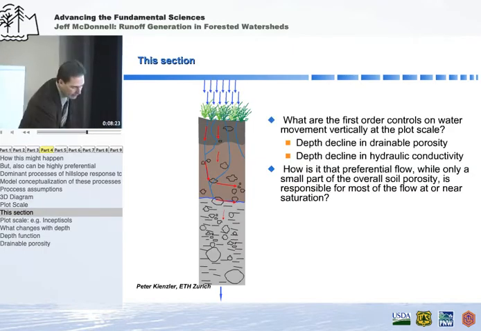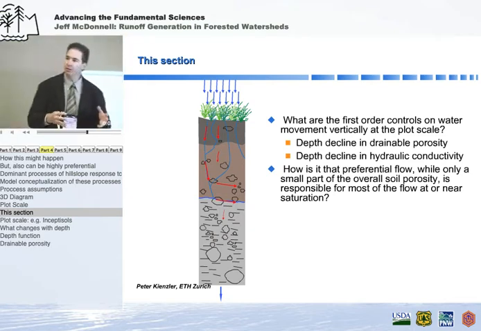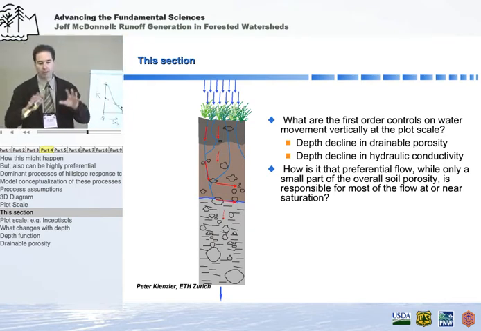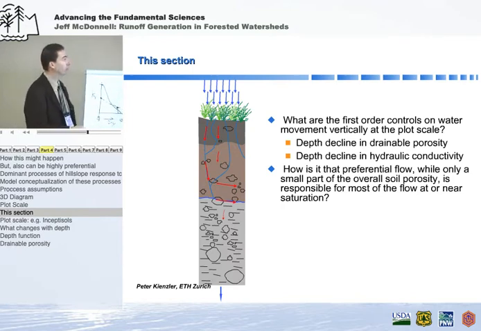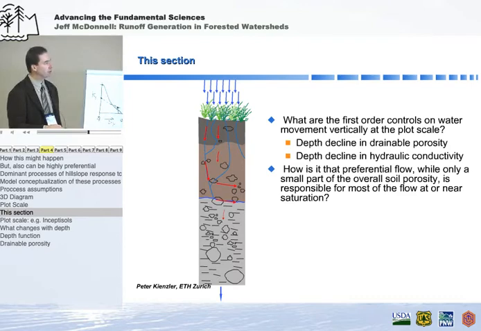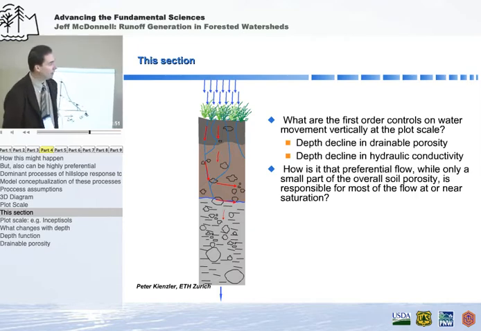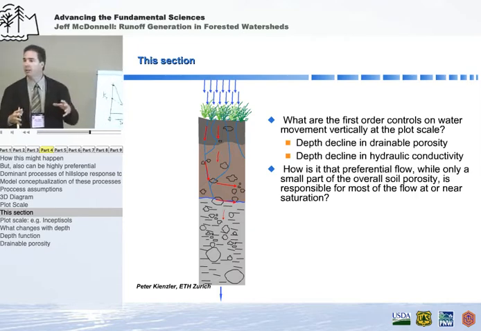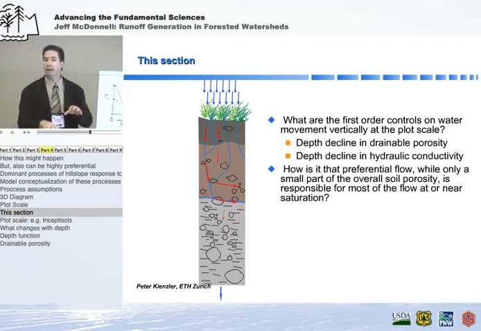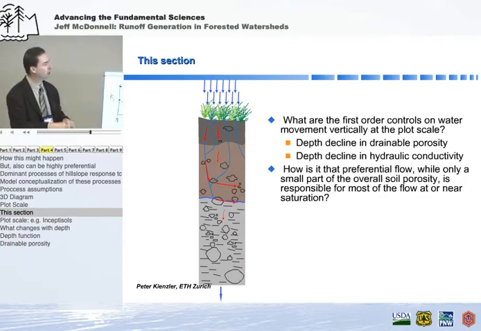Okay, let's look in some detail now at the plot scale. What we're aiming to do now is delve into some of the details that we've set up with this overview of runoff processes. We're going to look at what are the first order controls on how water might move vertically at the plot scale. We'll look at depth decline in certain features, things like drainable porosity, the depth decline in hydraulic conductivity that we just spoke of. And then we'll look at preferential flow, because what you'll find is that while this macro porosity, these more preferred flow paths, make up only a small percent of the total soil porosity, they can really account for most of the flux when it's wet.